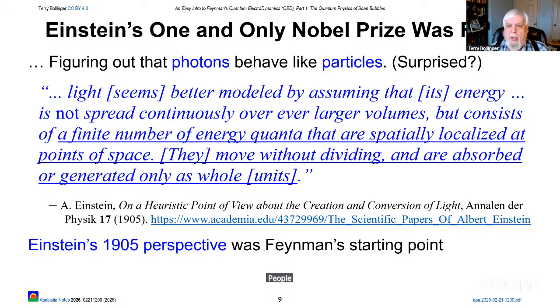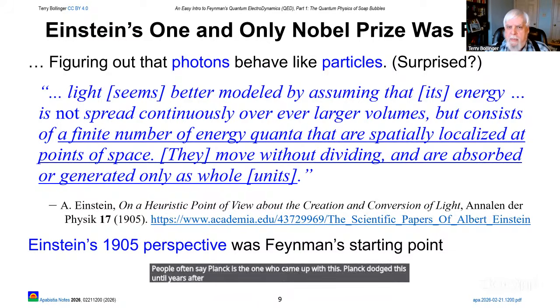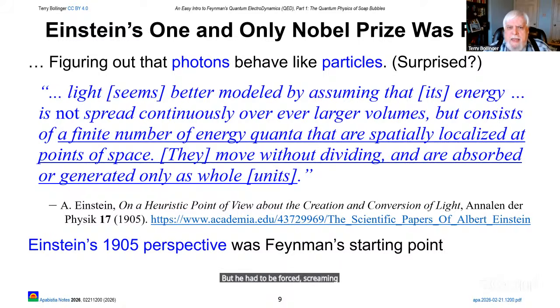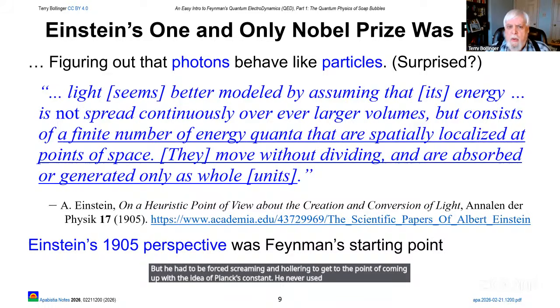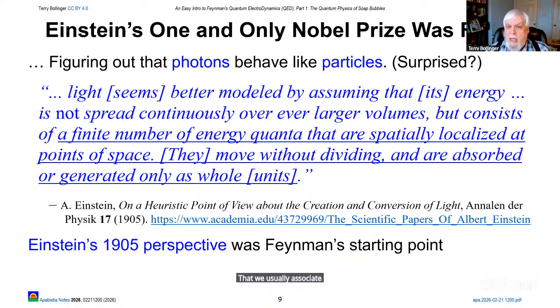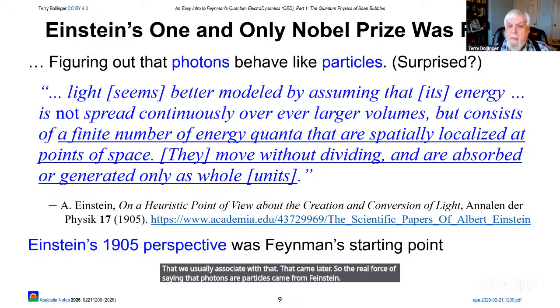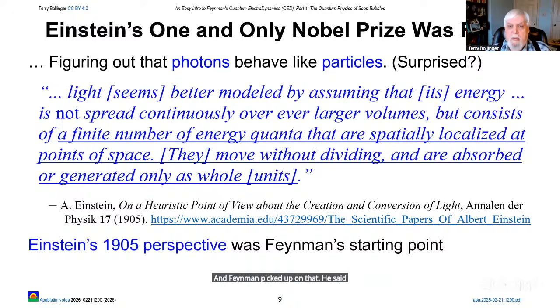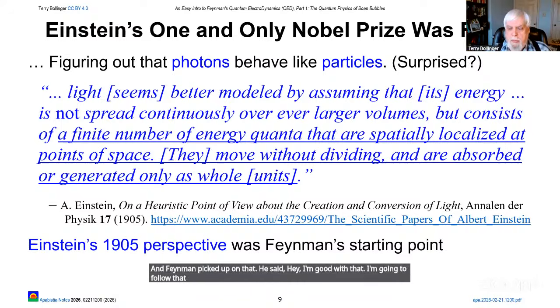People often say Planck is the one who came up with this. Planck dodged this until years after Einstein brought it up. Planck did not want to go this route. Planck was very conservative, and he was a brilliant man, but he had to be forced screaming and hollering to get to the point of coming up with the idea of Planck's constant. He never used the term photon units. He didn't even use the equation that we usually associate with that. That came later. So the real force of saying that photons are particles came from Einstein. And Feynman picked up on that. He said, hey, I'm good with that. I'm going to follow that idea and see where it goes.